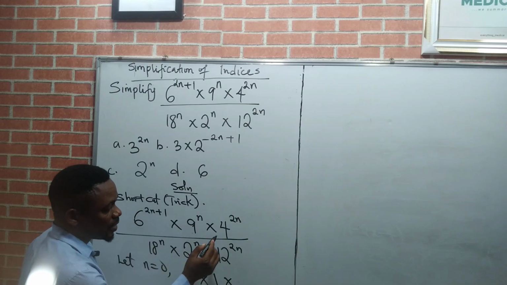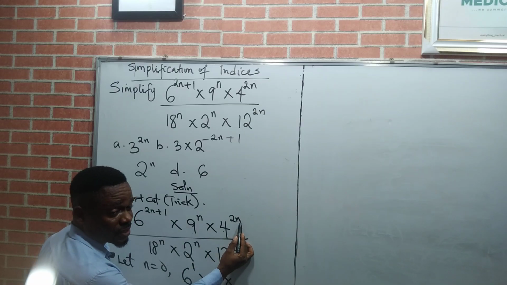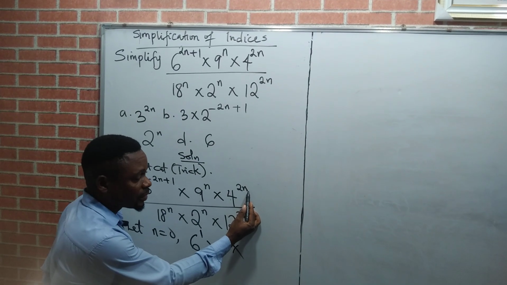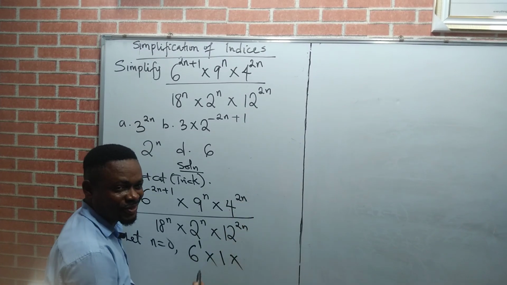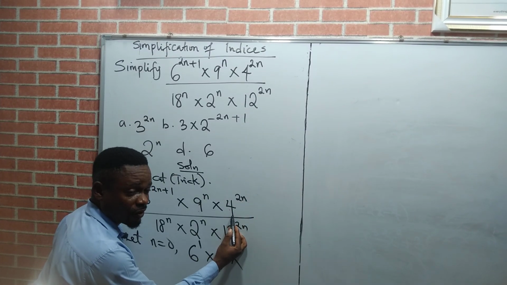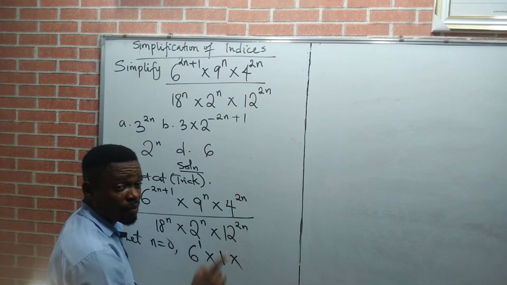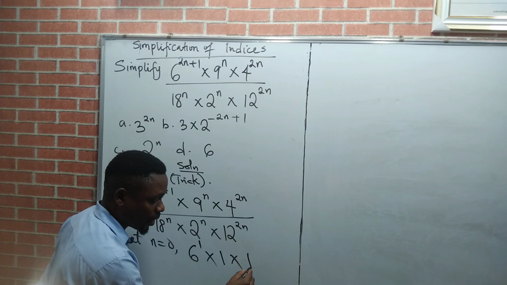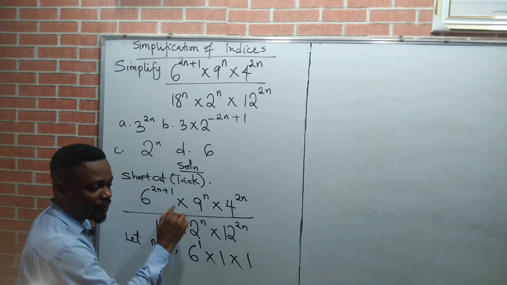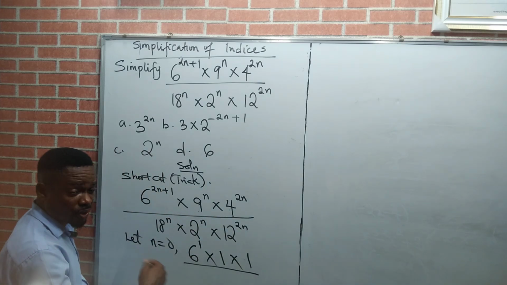Are you with me? Now here again is n. What is n? n is 0. Then 0 times 2 is still 0. Then this expression becomes 4 raised to power 0. So what is 4 raised to power 0 by indices? The answer is still 1. I am done with the numerator. Then we'll move over to the denominator.